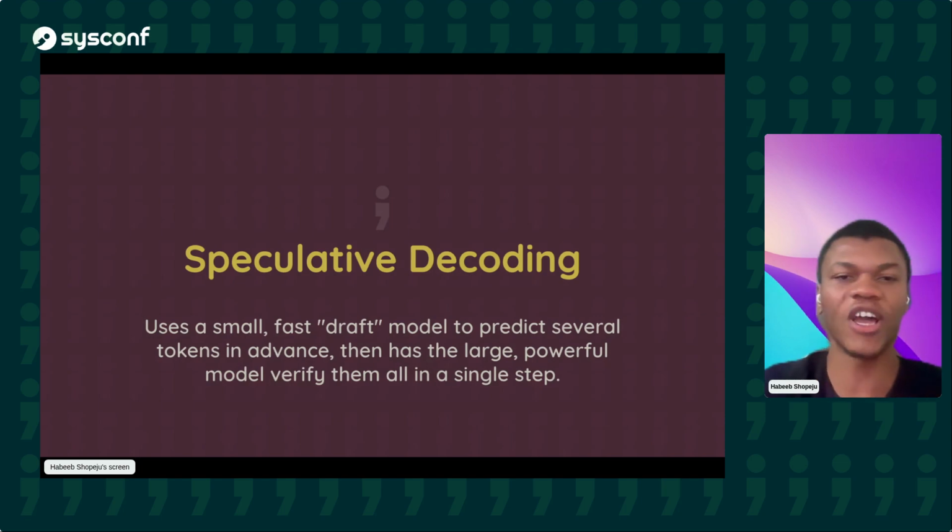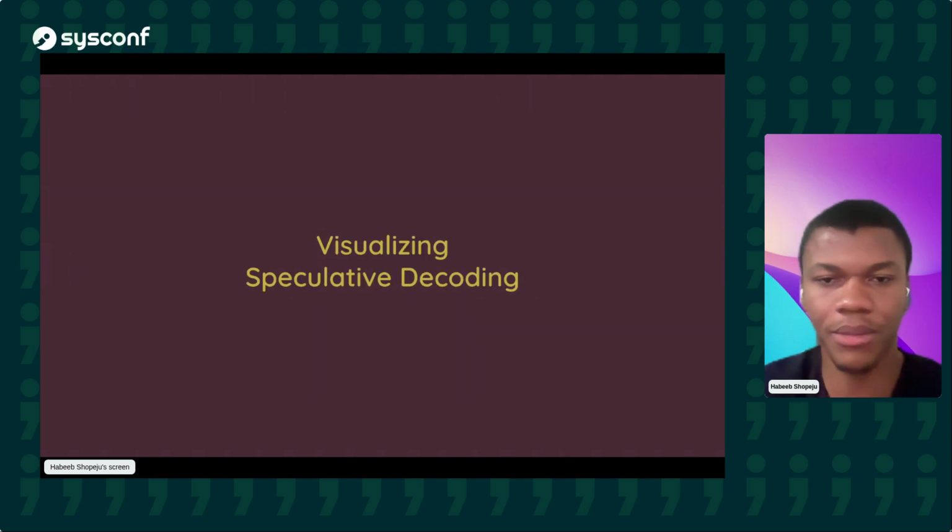I don't know if some of you have played with models that are quite small. Sometimes they generate useful things, but they can hallucinate and say rubbish quite often. But the larger ones tend to be much more effective. So what speculative decoding does is it uses this small fast draft model to predict several tokens in advance, then has the large powerful model verify all of them in a single step.